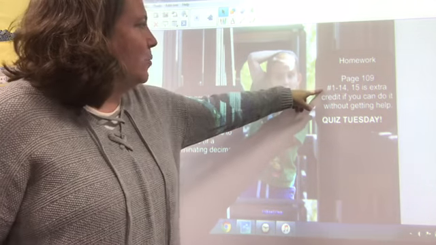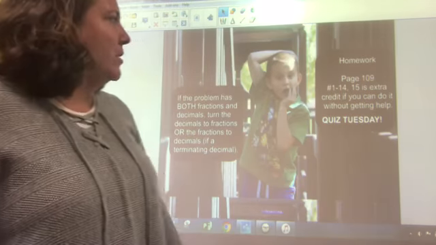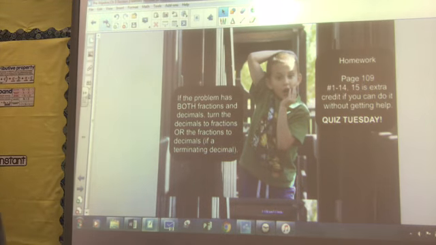Homework, page 109, numbers 1 through 4, and 15 is extra credit if you could do it without any help. Your quiz is next Tuesday.